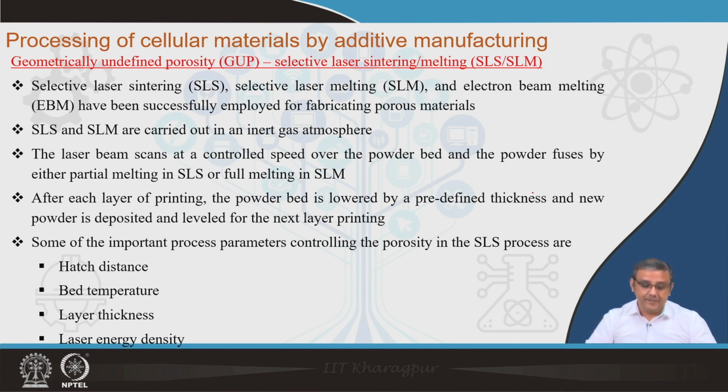Depending upon the process parameters, we have the various formation of micropores or the GUP pores. There are many process parameters which need to be controlled: the hatch distance, bed temperature, layer thickness, and laser energy density. These are all the parameters which control the amount of micropores, or process-parameter-induced pores, in the final structure. Among the parameters, as we learned, the higher the layer thickness, the more chances of porosity formation.